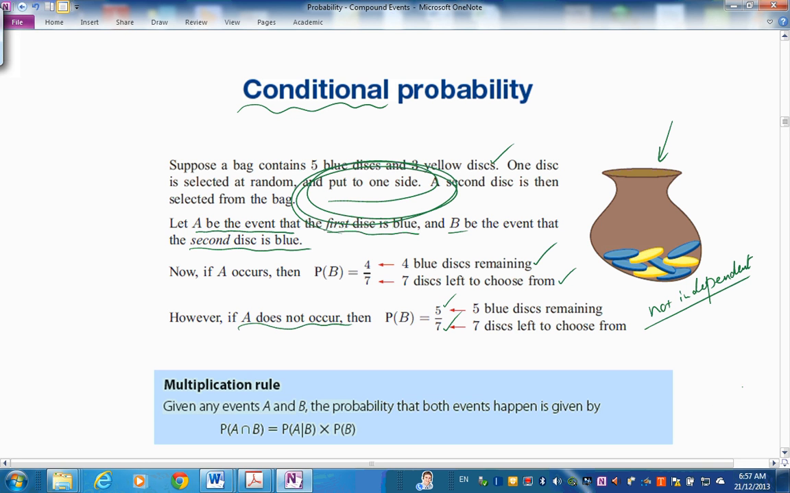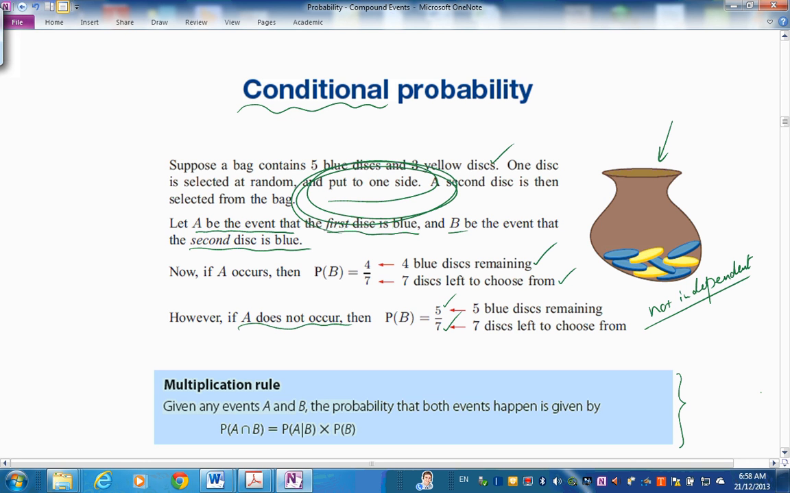You might just go over that and read that for yourself there. If you don't put that disc back, then it's going to affect the probability of things. Okay, so here it is. Here's our definition. The multiplication rule.